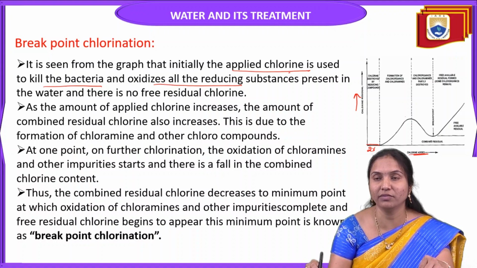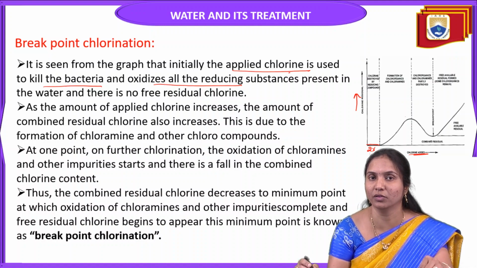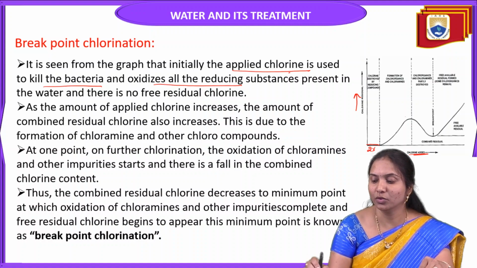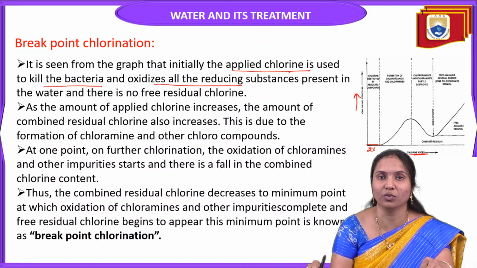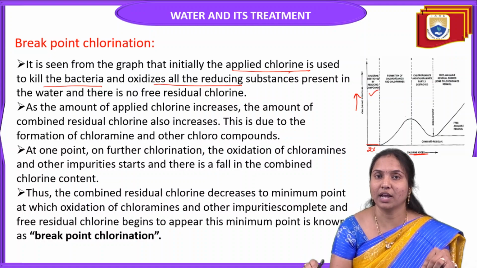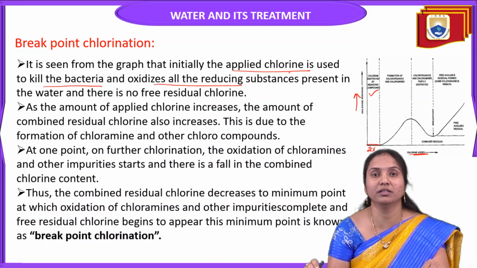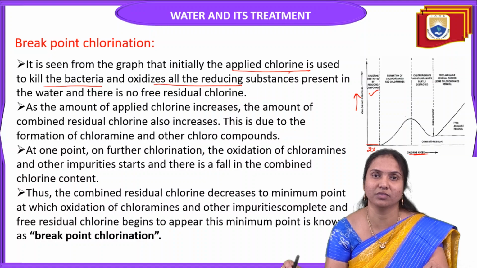For example, starting we add 2% of chlorine, or a few percent of chlorine, to this water. Here there is no residual chlorine. That means it kills the bacteria and oxidizes all the reducing substances. So there is no residual chlorine, that means it's zero. It removes the bacteria present in water and oxidizes all the reducing substances present in water. This is the first stage.